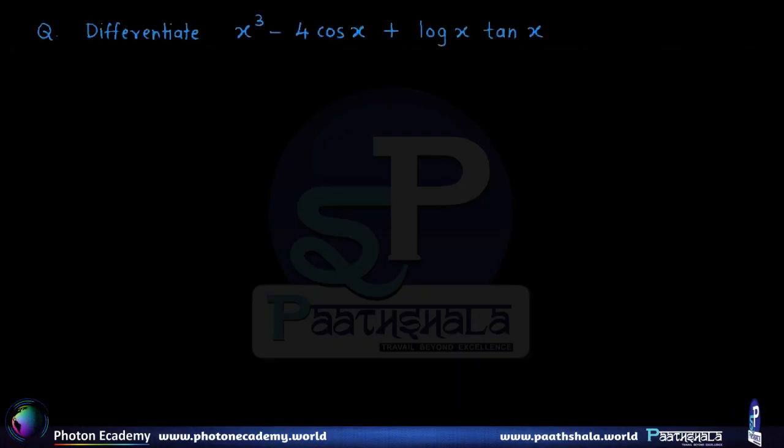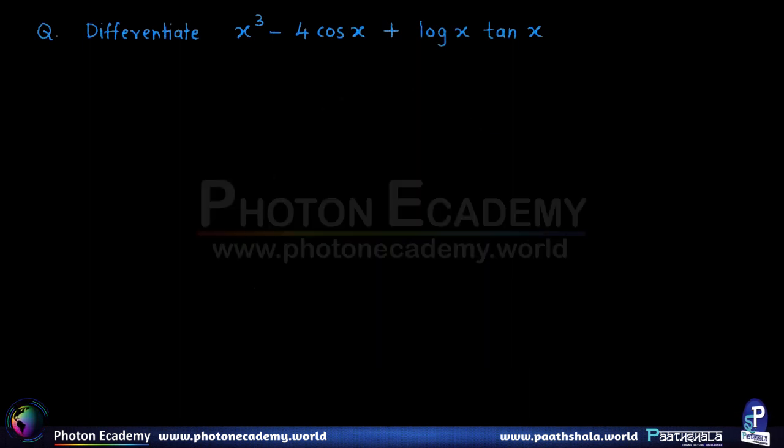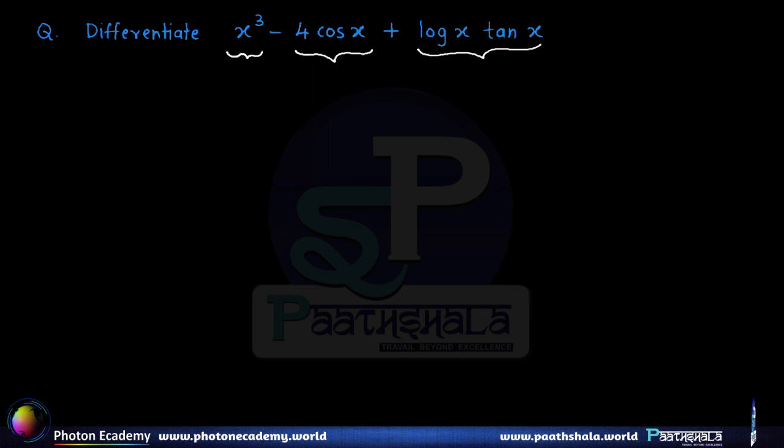Now here we have to find the derivative of x cube minus 4 cos x plus log x into tan x. So to differentiate means to find the derivative. Now here we see that on a high level we have some function minus another function plus some other function. So the derivative of this entire function will be nothing but derivative of first minus derivative of second plus derivative of the third function, using the algebra of derivatives.